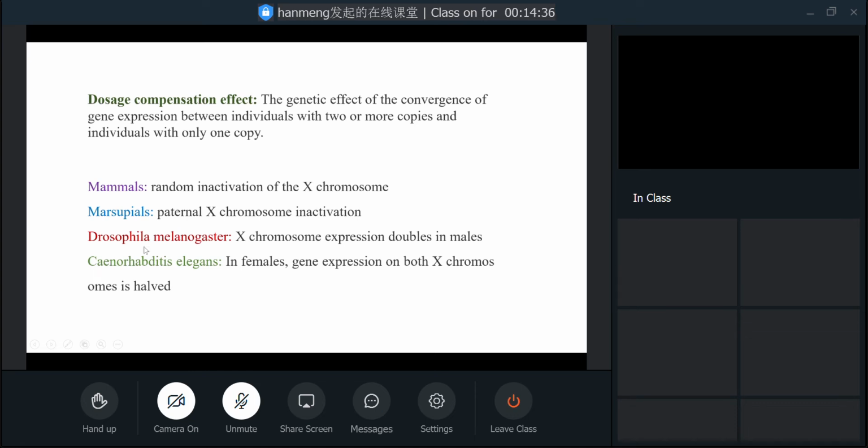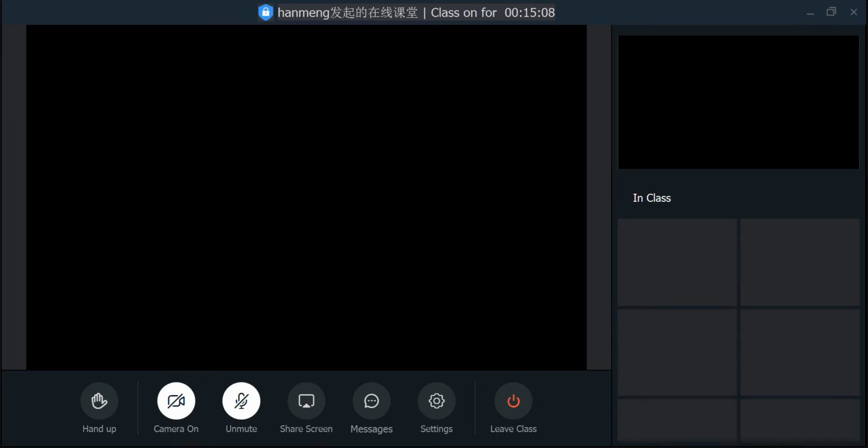And in Drosophila, it's not the female but the male: the X chromosome of the male is doubled in expression. So the genetic material can be the same between female and male. And in C. elegans, in females, the gene expression of both X chromosomes is halved. So the total genetic material is the same between male and female.